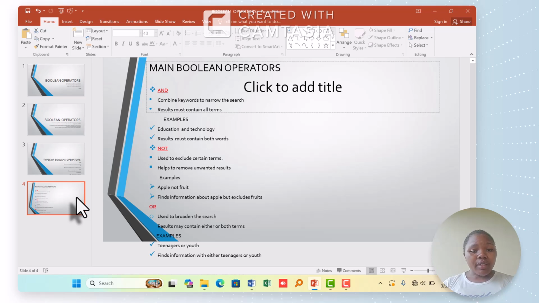We also have the word or, and or is used to broaden your search. Or is used to include some relevant information in your search. For example, here I have teenagers or the youth, meaning both of them are included, but either the one or the other is needed in your search.